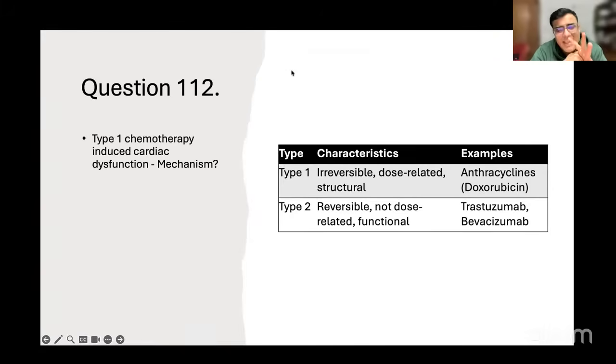And there is type 2, which is reversible and which is not dose related. It is basically a functional problem. That is trastuzumab and bevacizumab, so these cause it. So the correct option, I think they would have given as structural disease or something like that, in the options.